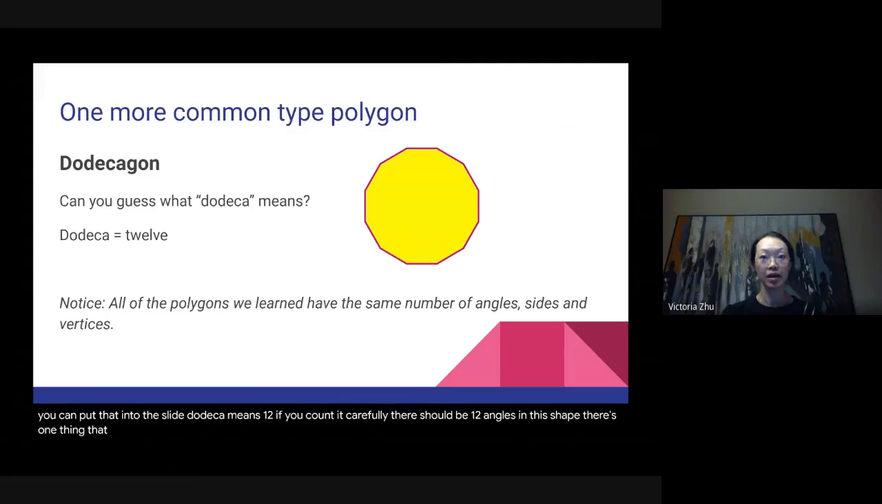There's one thing to keep in mind. Looking at all of these polygons that we've seen, the polygons have the same number of sides, angles, and vertices. And so sometimes you may have learned that these polygons are known for how many sides they have. Well, it's the same thing for how many angles, because it's the same number.